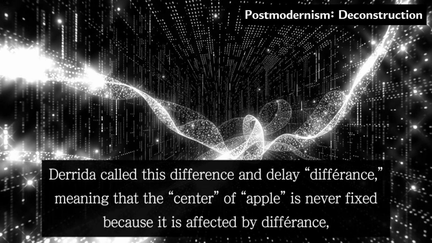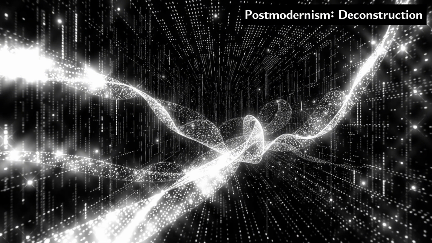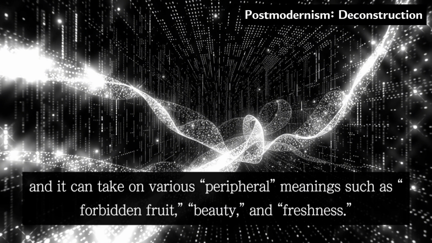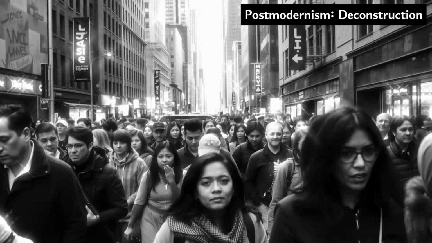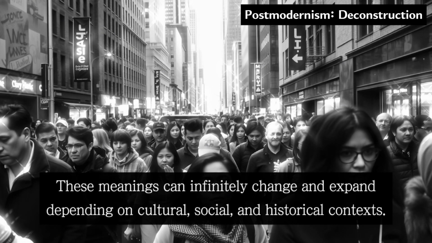Derrida called this difference and delay différance, meaning that the center of apple is never fixed because it is affected by difference, and it can take on various peripheral meanings such as forbidden fruit, beauty, and freshness. These meanings can infinitely change and expand depending on cultural, social, and historical contexts.